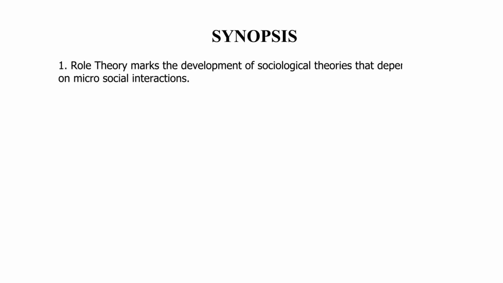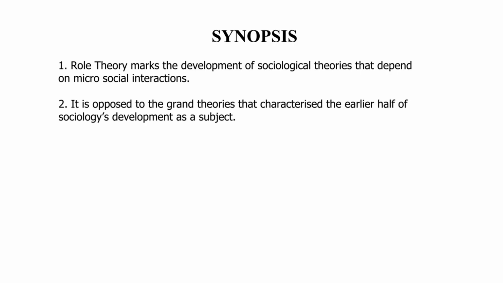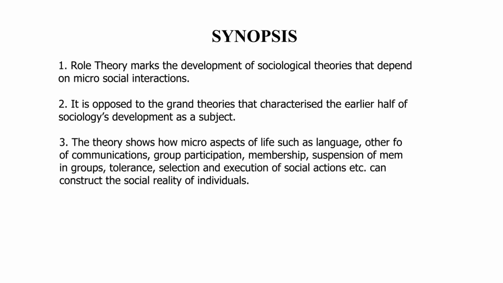In short, the four main points to be remembered throughout the lecture are as follows. The first is role theory marks the development of sociological theories that depend on microsocial interactions. The second is it is opposed to the grand theories that characterize the earlier half of sociology's development as a subject. The third is that the theory shows how micro aspects of life can construct the social reality of individuals.